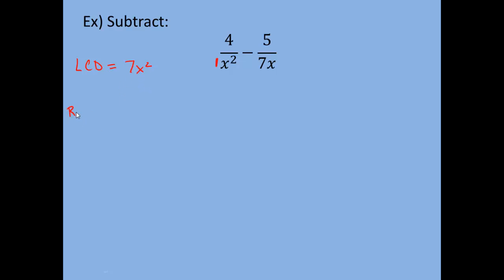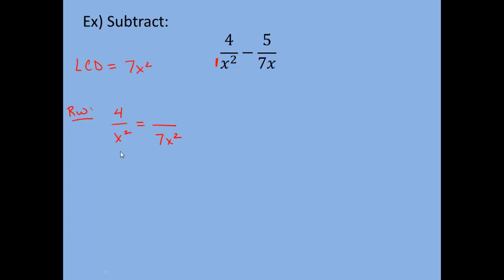And this is the rewrite step. I'm doing this over here on the side. Sometimes people do it inside the problem, but I like to do it on the side just so you can see where everything's coming from. So I have to rewrite each fraction. I have to rewrite 4 over x squared, being the first fraction. It should be equal to something. I don't know what's up top yet, but it has to be over whatever the LCD is. So it has to be over 7x squared.